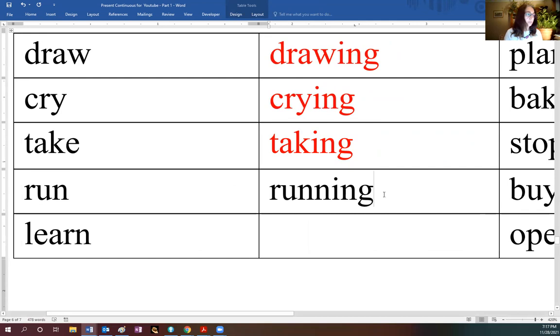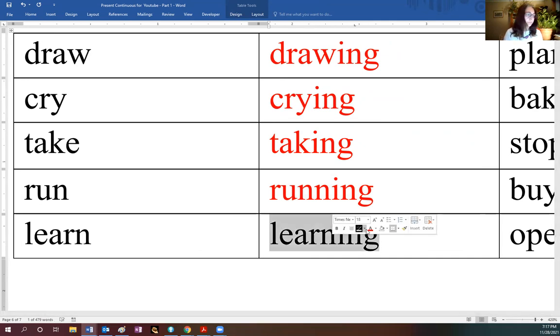Okay, if you have double N, that means that you did good. If you don't, then you learn for next time. Learn, you just add ing. Learning. Okay, it's good. If you have it just like this, it's correct.